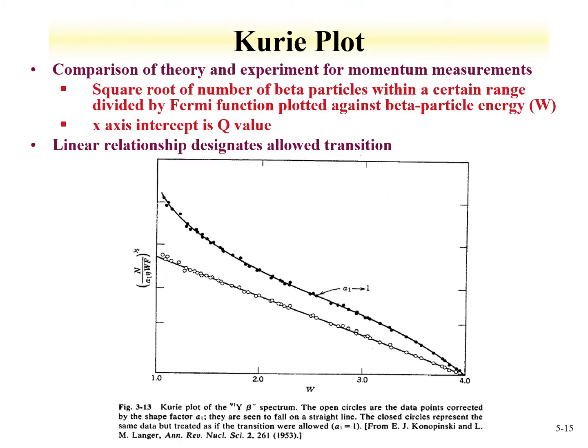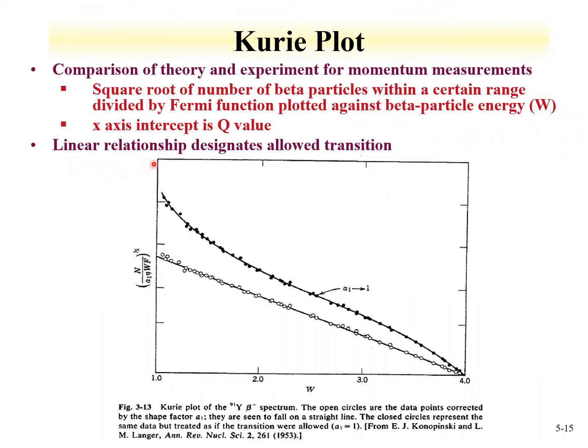There's also another measure of comparing theory and experiment for momentum measurements, and that's called the Kurie plot. And we're going to briefly describe this, but it's fundamentally the square root of the number of beta particles within a given range divided by the Fermi function, and I plot that against this whole beta particle energy.